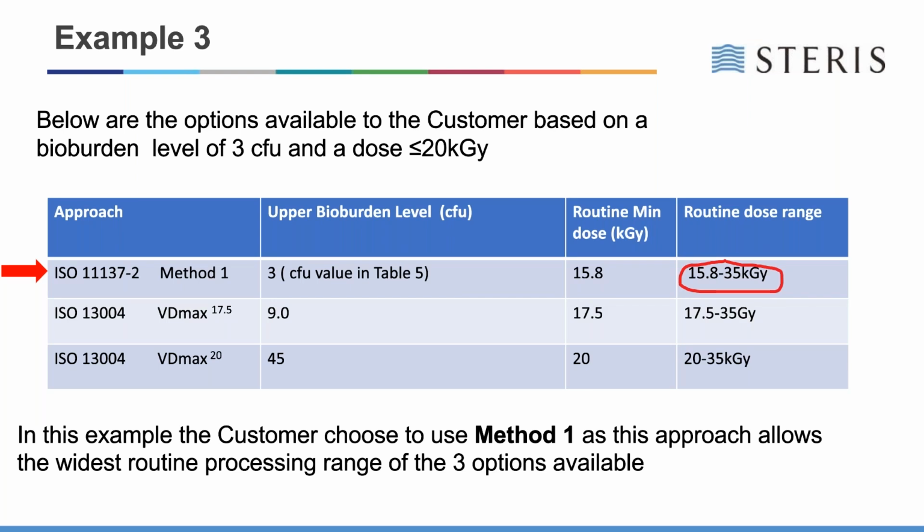So in our table here, we can see the 3 approach options available to the customer. Ultimately, the customer chose to do the method 1 approach, as this gave the widest routine processing range possible at 15.8 up to 35 kilograys.